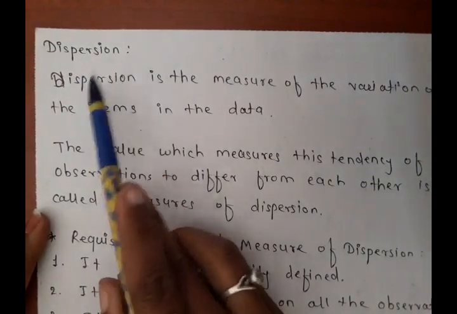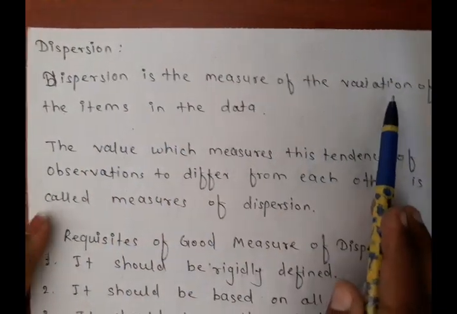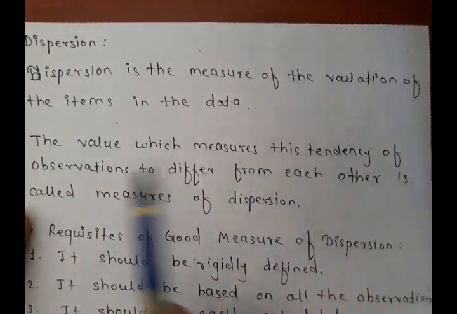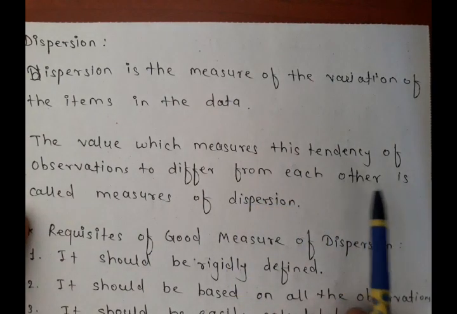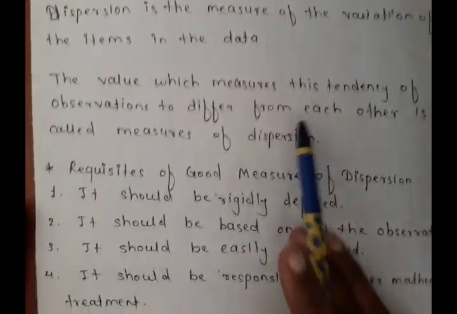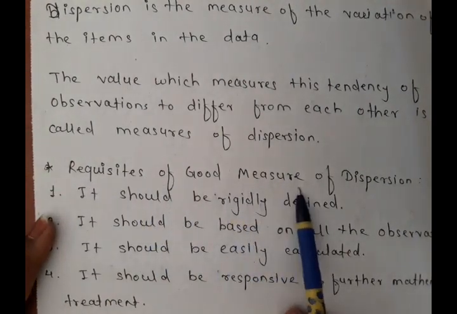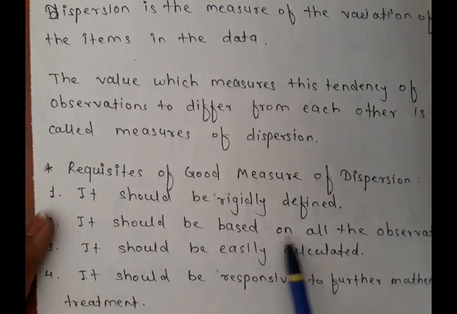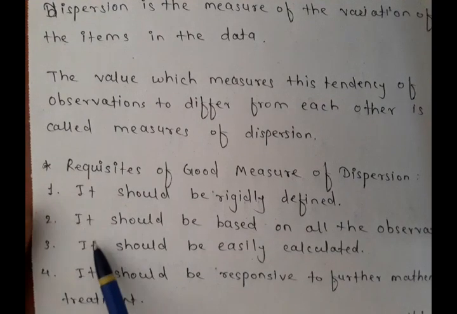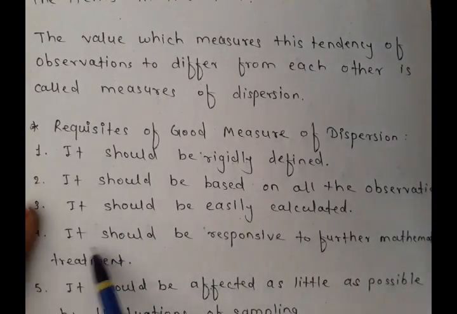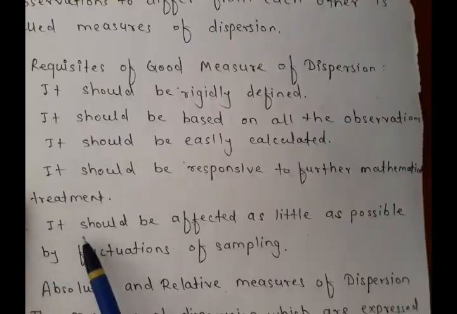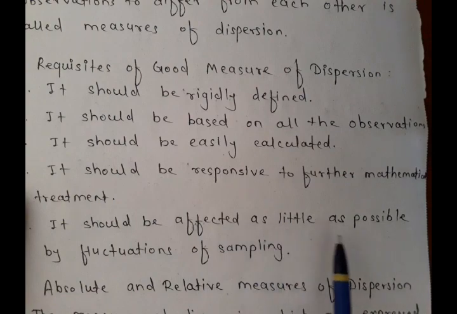Next point, dispersion. Dispersion is the measure of the variation of the items in the data. The value which measures the tendency of observations to differ from each other is called a measure of dispersion. Requisites of good measures of dispersion. First, it should be rigidly defined. Second, it should be based on all the observations. Third, it should be easily calculated. Fourth, it should be responsive to further mathematical treatment. Fifth, it should be affected as little as possible by fluctuation of sampling.